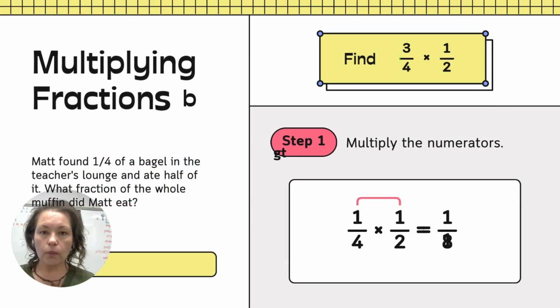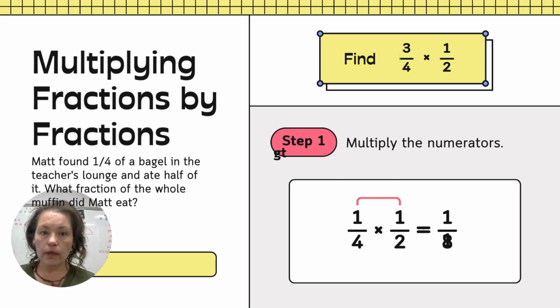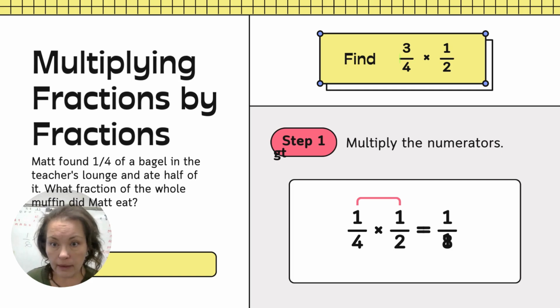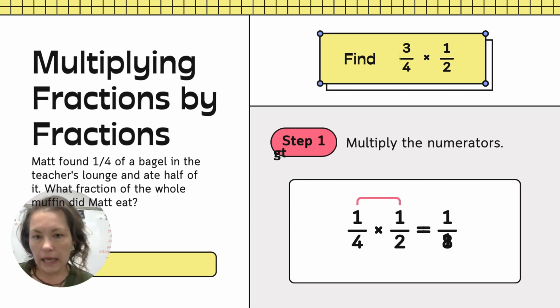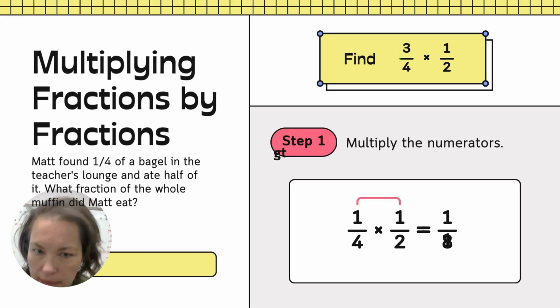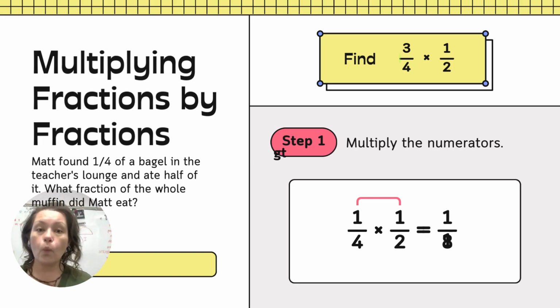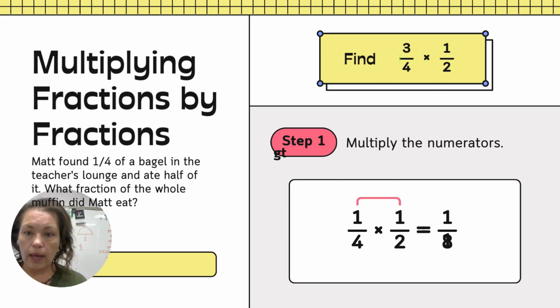Okay, so the answers are not on the board. They're in your head. So I want you to talk about Mr. Begon's next door. He came into the teacher's lounge. He found a quarter of my bagel. He ate a half of it. How much of my bagel did he eat? What's the fraction of what Mr. Begon's ate? So your sample problem would be finding 3/4 by a half, but he didn't eat 3/4. He ate 1/4. So let's take a look at this and see where we're at, okay?